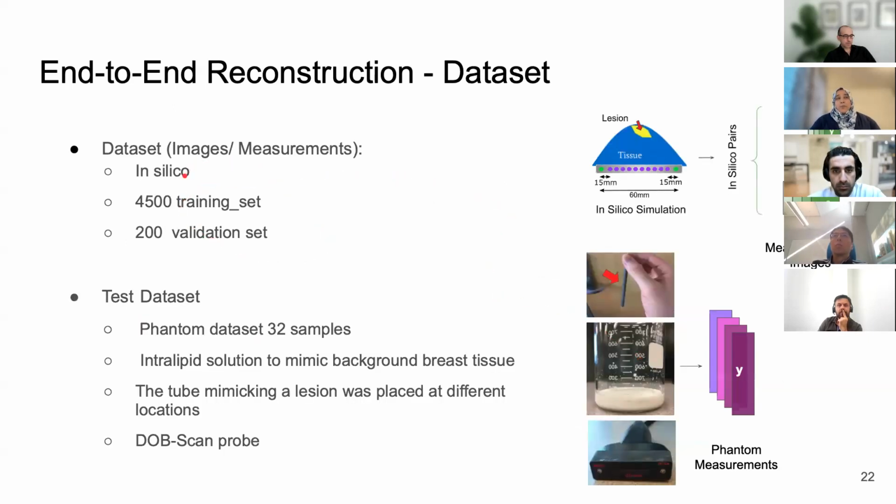So here we summarize our data set. We have in silico data set pairs that we collected using our simulation software, and a test data set that includes a physics-like solution that mimics the breast background, and a tumor-like solution that mimics the lesion placed at different locations. We use the real DOT probe for measurement collection.